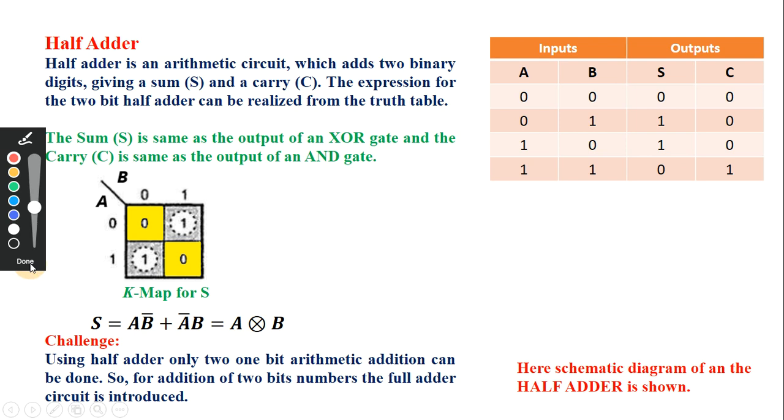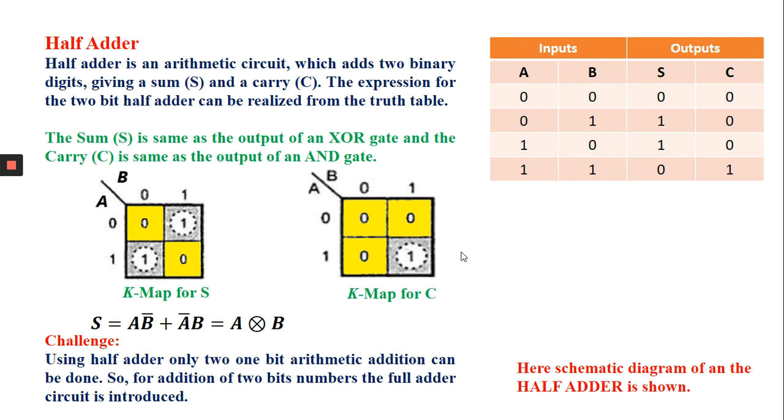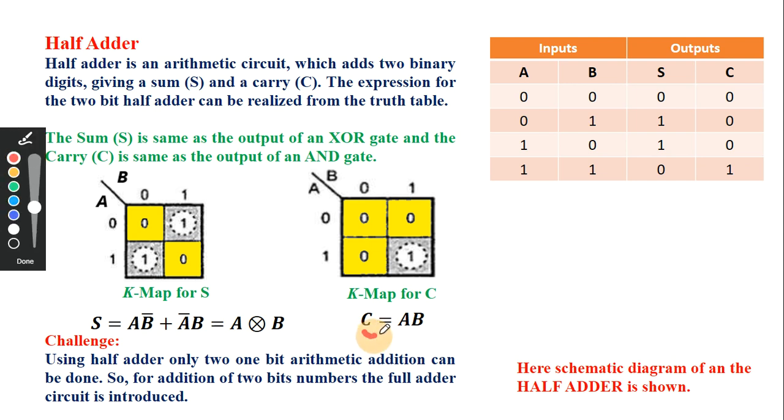Okay, same way we will find the expression for carry using the K-map method. So this is the K-map for carry. Now carry is 1 only for one case, when both my inputs are 1. Okay, A1 B1. So here A1 B1. Okay, so what will be the expression for carry? It will be A dot B. So from the expression we can see this is nothing but the output of an AND gate.